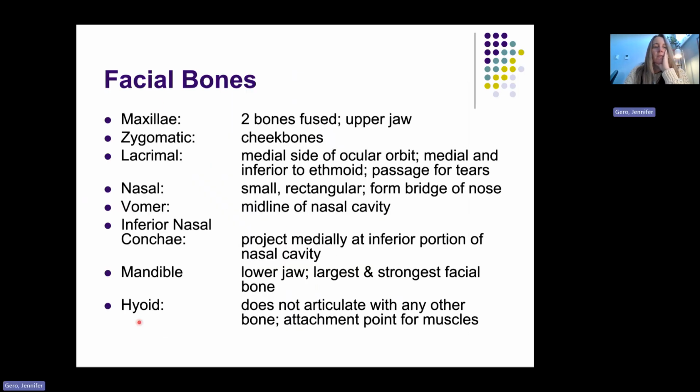So here are the facial bones: maxillae, zygomatic, lacrimal, nasal, vomer, inferior nasal concha, middle nasal concha, which is going to be above that, and mandible. Then you have the hyoid, that Jeopardy question I talked about: a bone that doesn't articulate with any other bone.